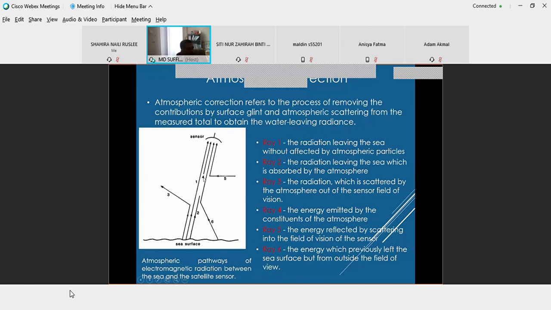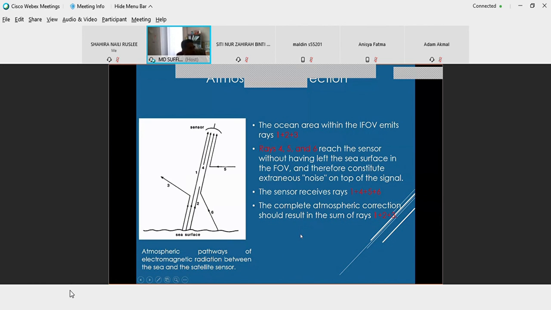Number 1 is rare; it is not influenced by particles. And number 6 is out of the field of view, because of scattering. So if the field of view is, say, only 1, 2, 3, number 6 is outside of that. So the ocean area within the IFOV, instantaneous field of view, emits rays 1, 2, 3 only. Number 3 is already lost in the atmosphere.